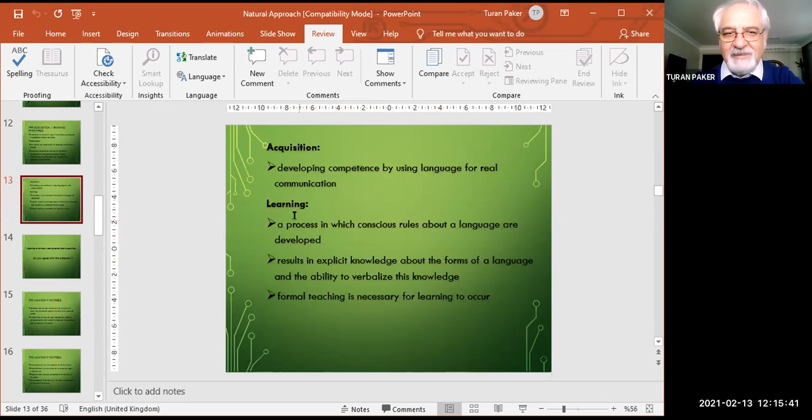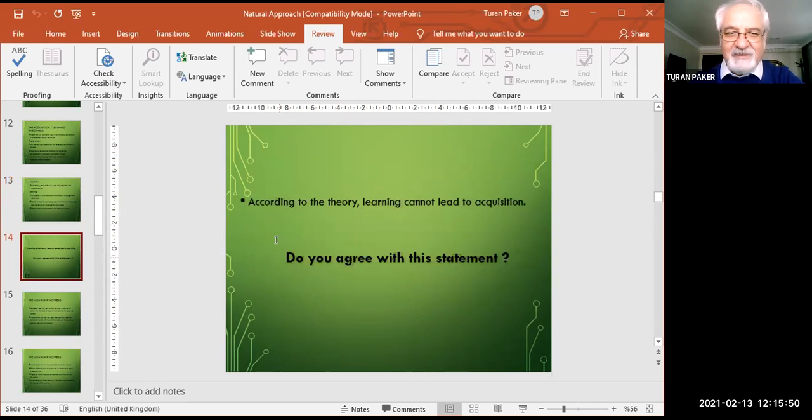And also in learning, we expect results in explicit knowledge about the forms of language and the ability to verbalize this knowledge. And according to the theory, learning cannot lead to acquisition, Krashen says. I've discussed it with Krashen, and I don't know whether you agree with this. I mean, if you just learn the structure, tenses, or vocabulary by memorizing, it doesn't lead to acquisition, he says. Do you agree? Can anyone share his or her ideas?